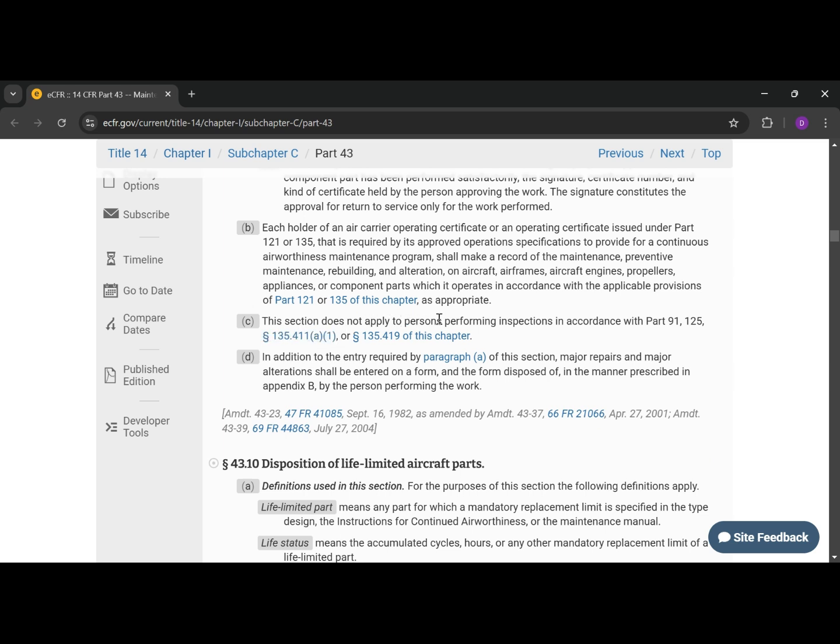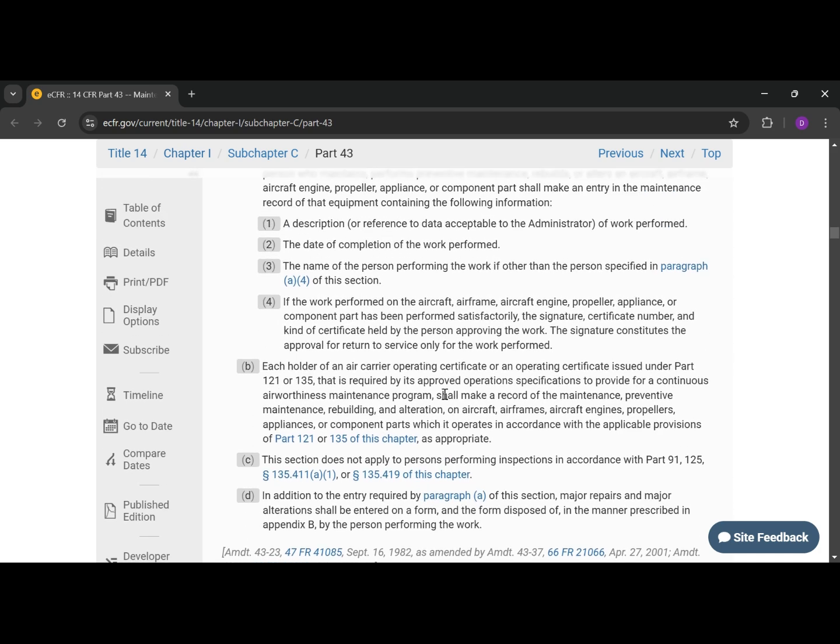This section does not apply to persons performing inspections in accordance with Part 91, 125, 135.411(a)(1), or 135.419 of this chapter. In addition to the entry required by paragraph (a) of this section, major repairs and major alterations shall be entered on a form and the form disposed of in the manner prescribed in Appendix B by the person performing the work.